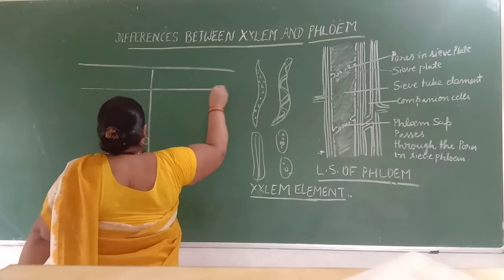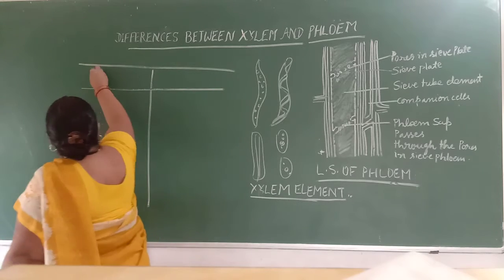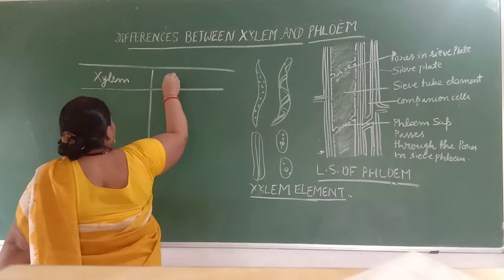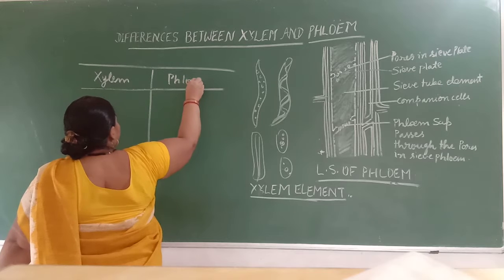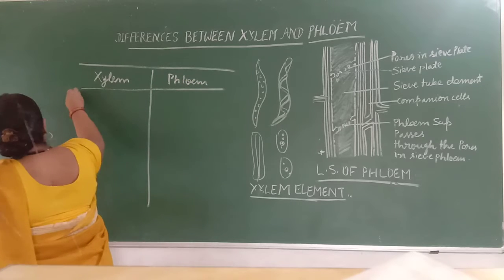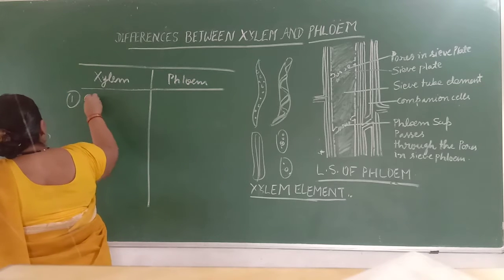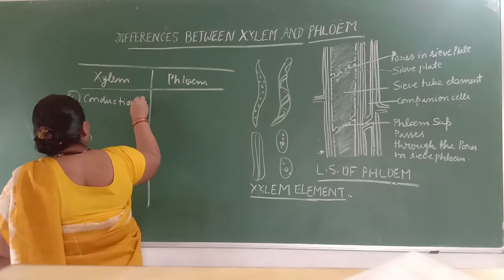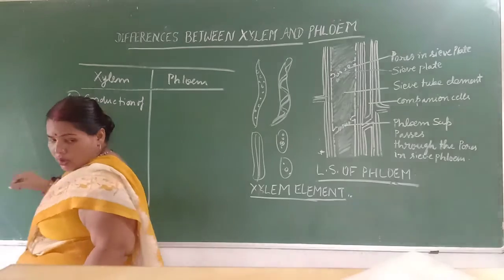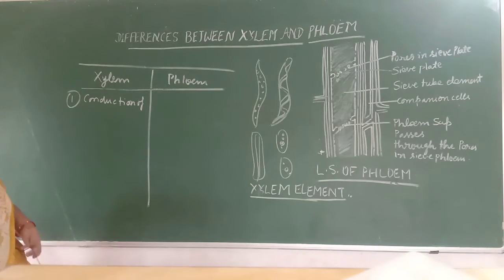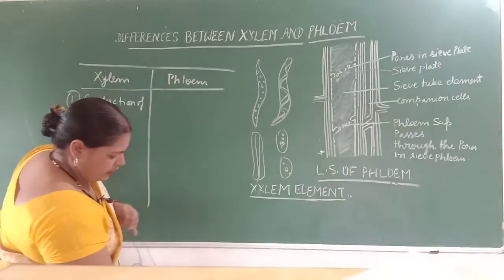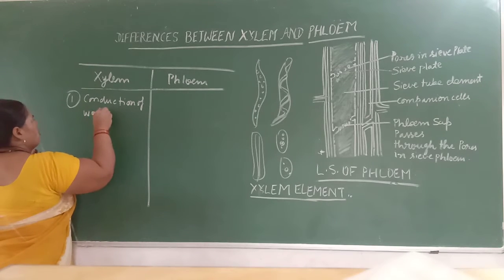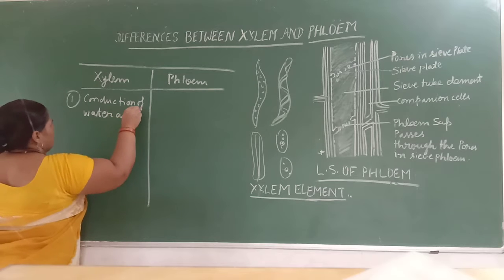Write in your notebook. First column is the xylem and second column is the phloem. First work of the xylem is the conduction of water and mineral.